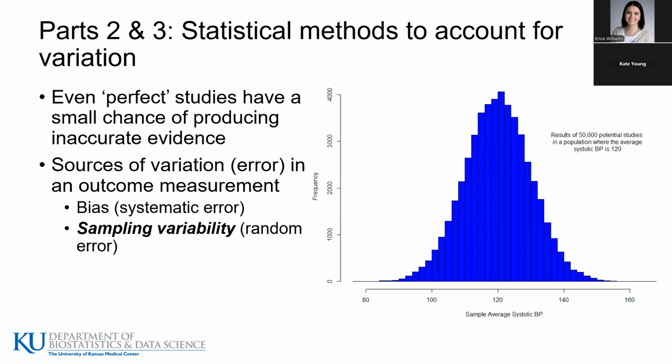Next time we're going to go into some statistical methods like the t-test and the chi-square test, to allow us to account for these different levels of variation and also to evaluate the results of our study.